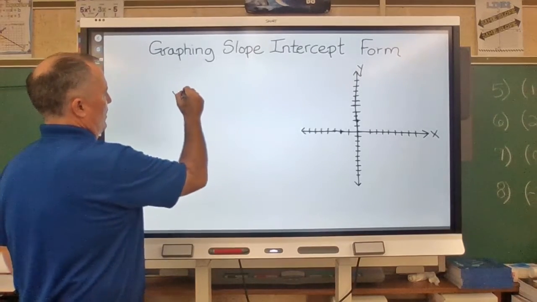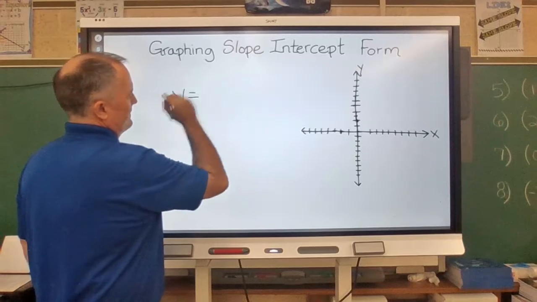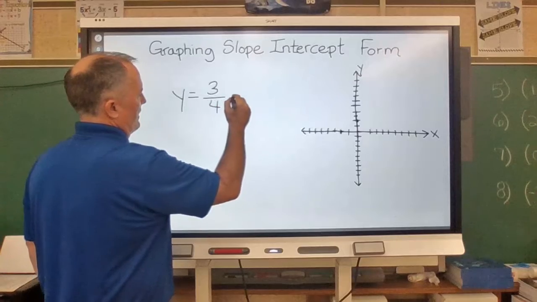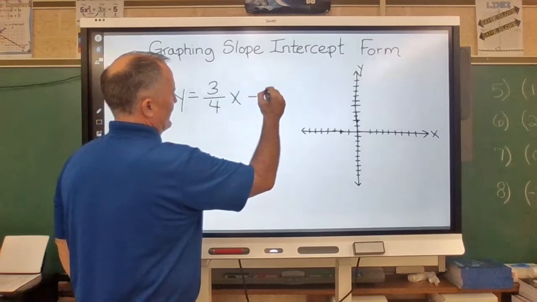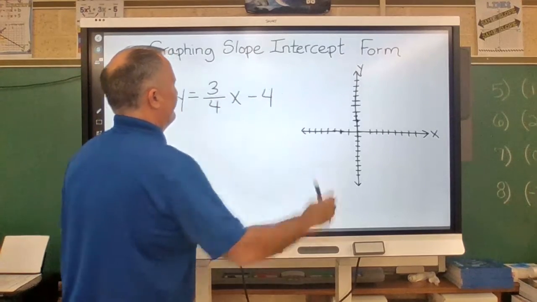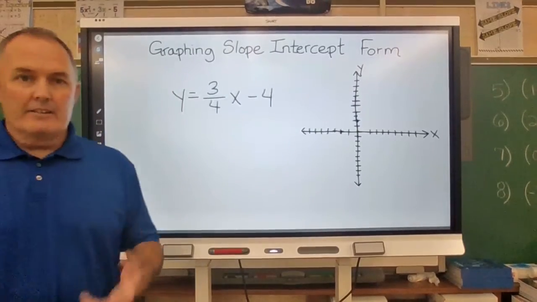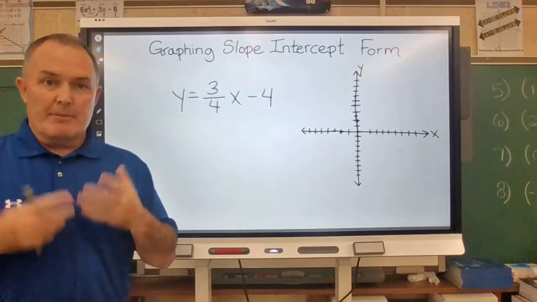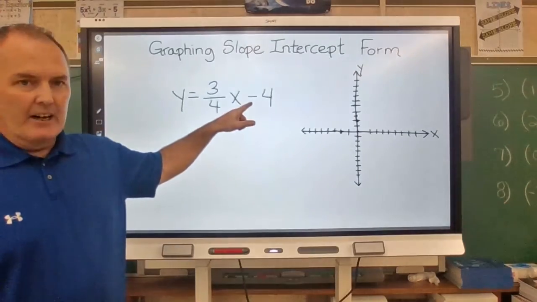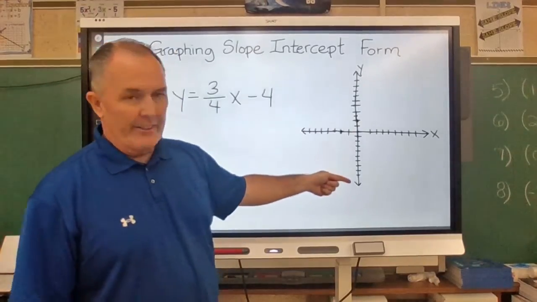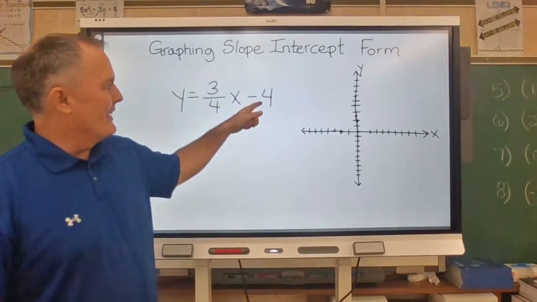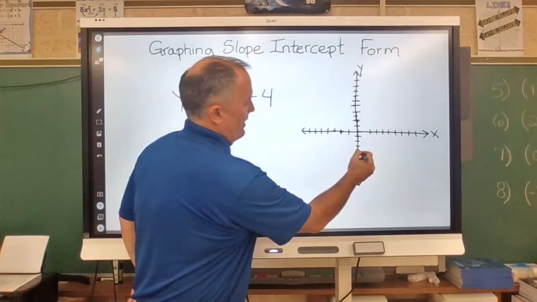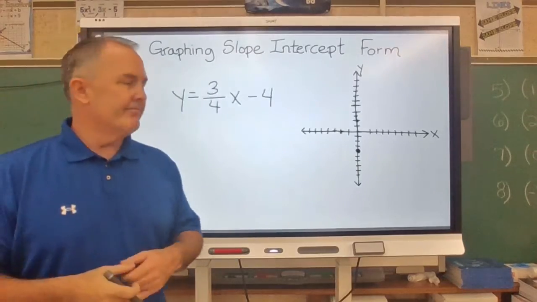Let's do y equals 3 over 4 x minus 4. All right, nothing really changes here. I go to my y-intercept first. That's my starting point. It's a negative this time, so I'm going to be on the negative side of the y-axis. So I'm going to go down to negative 4. 1, 2, 3, 4. Place a dot right there.